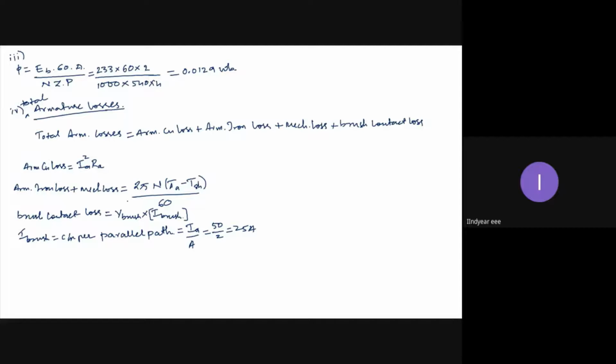So now I will substitute all these things in total armature losses. Total armature loss is equal to Ia square Ra, 50 square into 0.1, plus, or you can calculate individually, 50 square into 0.1. Okay, so how much is 50 square into 0.1? It is 250 watts.